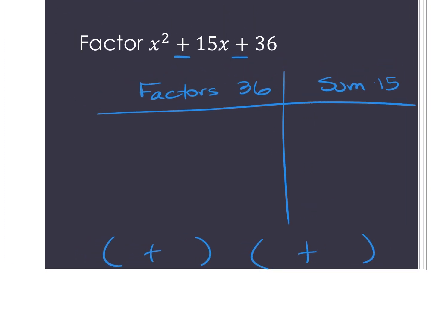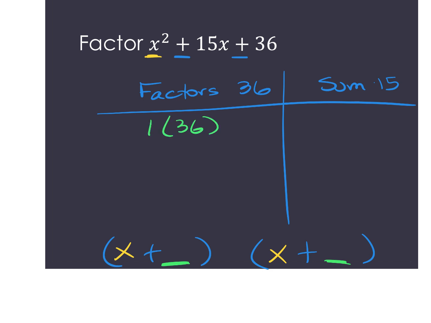Now, again, you could also put in, if you want, the x here, and then the numbers that go here are going to be the factors we find. So let's start listing them. 1 and 36 will multiply to give me 36, but when I add them, I get 37. That one doesn't work. Let's try 2. 2 and 18 gives me positive 36, but when I add them, I get 20. Still not 15. Keep going.